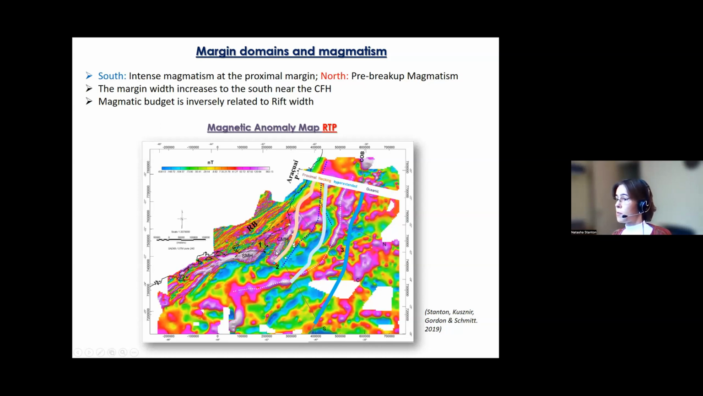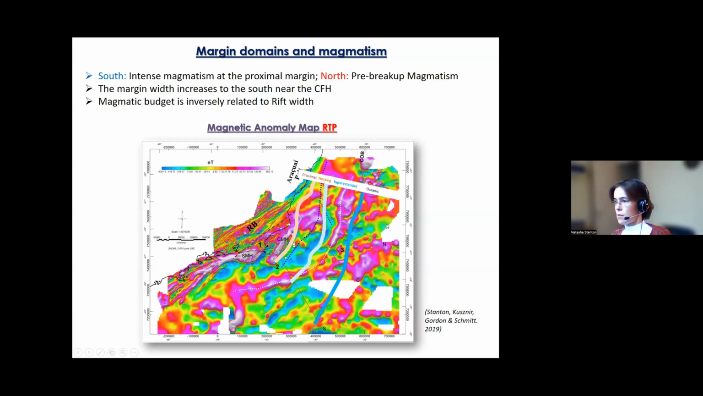In the southern part, we have the largest width of the margin, and the central part is very large as well, but a little bit less than the southern part. And in the northern part, we have a very narrow rift, and the necking domain varies a lot as well. But the hyperextended domain seems to remain almost invariable along the basin. So one important observation from this is that the magmatic budget seems to be inversely related to rift width in this case.